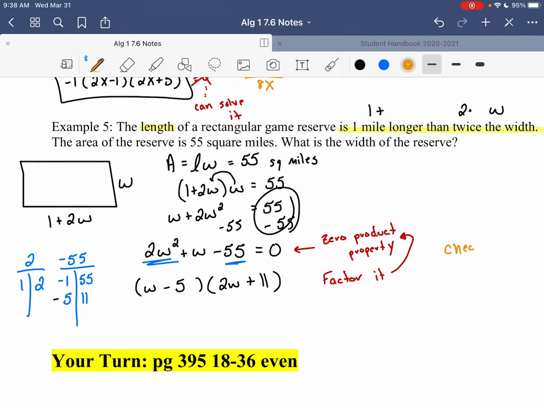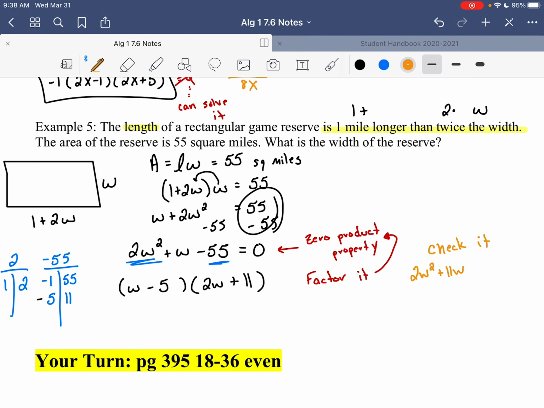And then we've got to check it. So over here, I'm going to check it. Let's multiply it out. W times 2w, 2w squared. W times 11 is 11w. Negative 5 times 2w, negative 10w, and negative 55. 2w squared. Let's check the middle term. 11 minus 10 is 1w. Did we find it on the first guess? Looks like we did. 2w squared plus w minus 55. Okay, but we're not done. Yay, check. Woohoo, we have it factored.